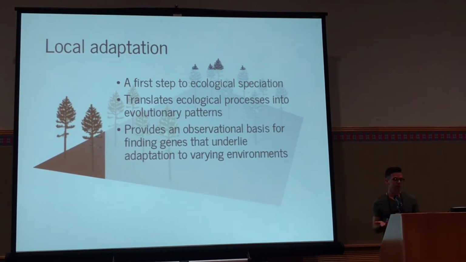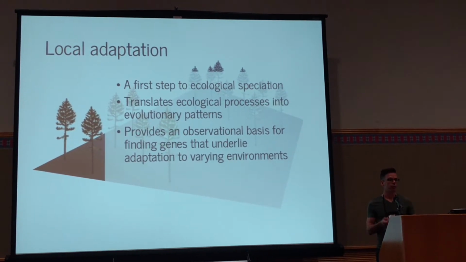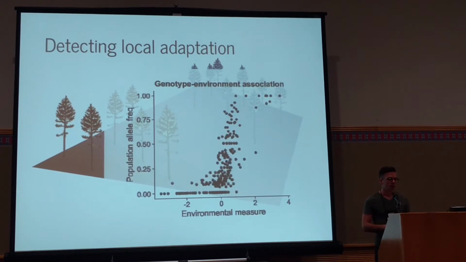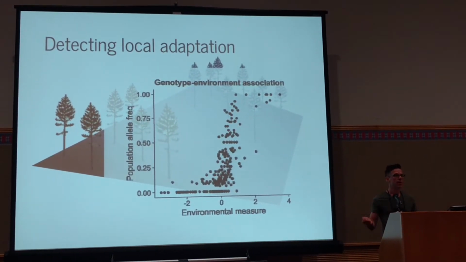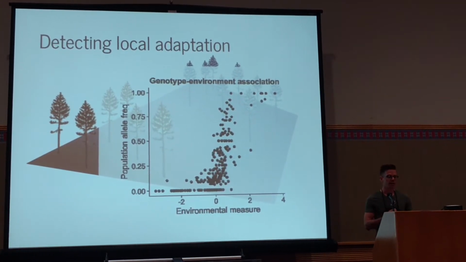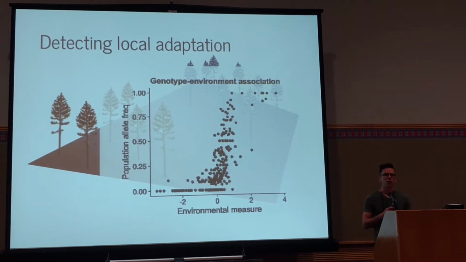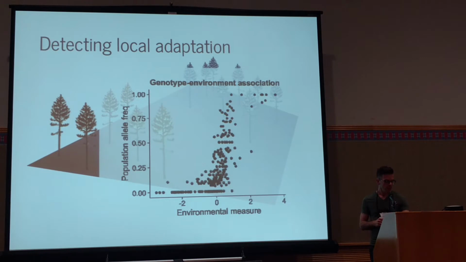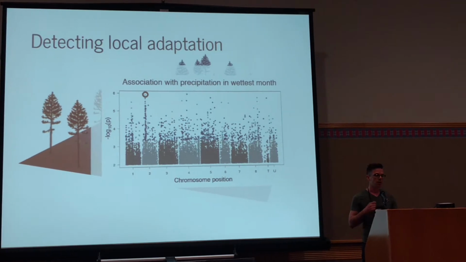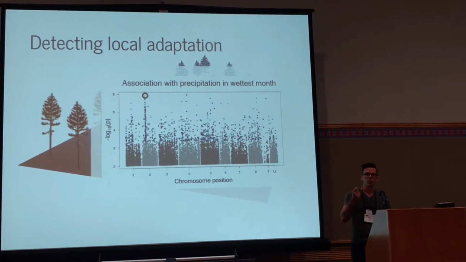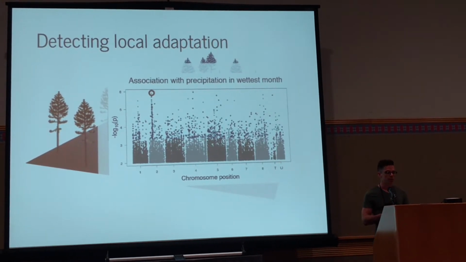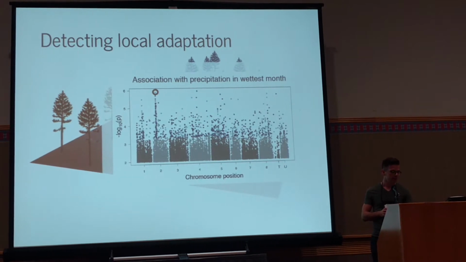It also, in the genomics era, provides a really handy observational basis for finding the genes that underlie adaptation to those varying environments. So we can go out into the natural populations that are experiencing different environments, genotype loci, and look for loci that show allele frequency associations to those different environments. If we do that at lots and lots of loci across the whole genome, we infer that loci where those associations are strongest are in regions of the genome that are important for traits that are locally adapted to the environmental variation we're looking at.